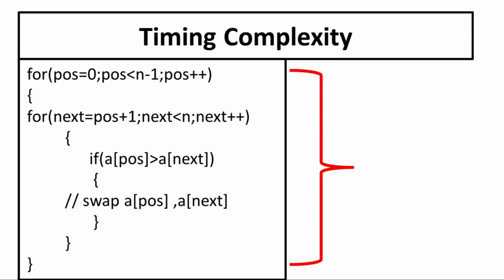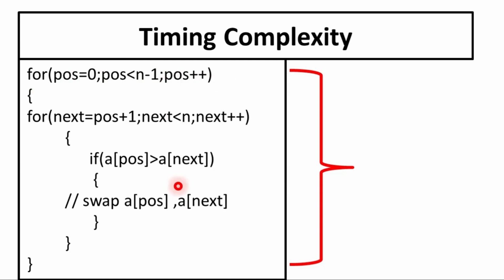What is the timing complexity of this approach? To calculate timing complexity, single steps like assignment or declaration steps are not counted. For each position, we are running an inner loop. Let me count how many times the position will change. The position will change from 0 to n-1. So in the worst case, the position loop will run n number of times.